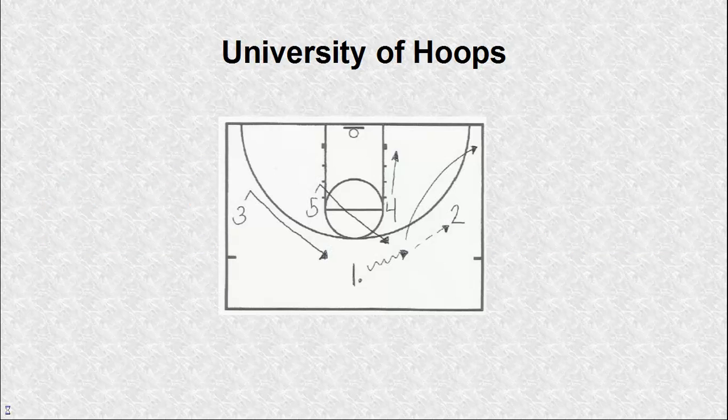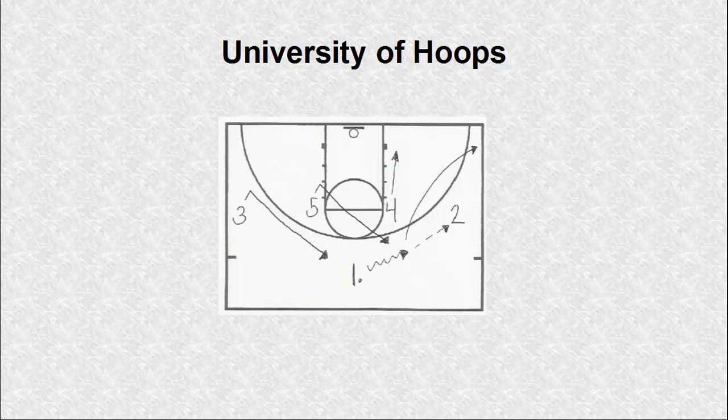Okay, so how do we start? Well, we're in the 1-4 high here, with 1 having the ball in the middle of the floor, and you have your post players, your 4 and your 5 at the elbows, and your guards, your perimeter players, your 2 and your 3 out at the wings. 1 initiates the action by taking the ball on the dribble towards one of the wings.